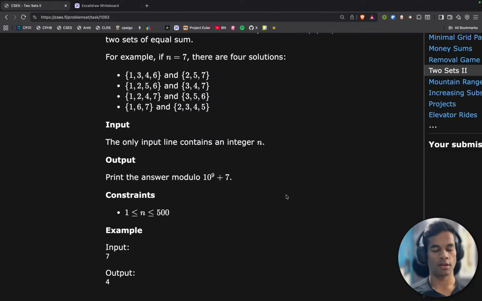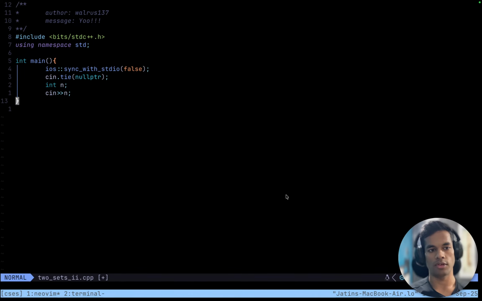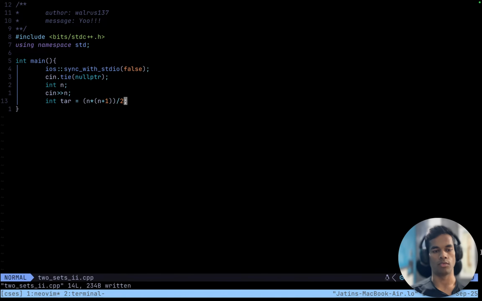And this is like the coin change problem, just that the number of coins is quite big. So it is fine, this is totally doable. Let's do int target is going to be n into n plus 1, and then the whole thing divided by 2. That is going to be the target, and the number of things that I could use. No, that is not going to be the target. The target is going to be this thing divided by 4.